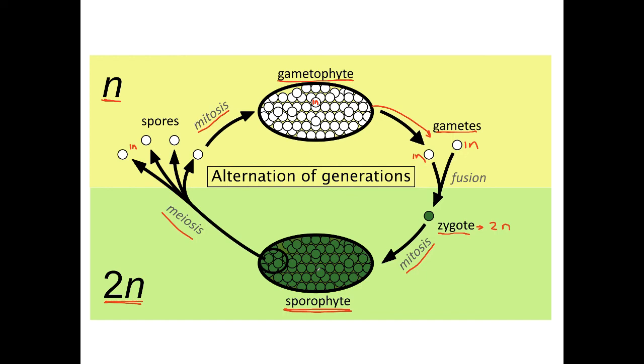Again, each one of these cells in the sporophyte will be diploid, 2N. All of them will be. And then the cycle continues. These diploid cells in the sporophyte will undergo meiosis to produce the haploids. The haploids will grow through mitosis to produce the gametophyte. And then they will produce the gametes that will fuse to, once again, make the sporophyte stage. So it alternates between a gametophyte stage and a sporophyte stage.